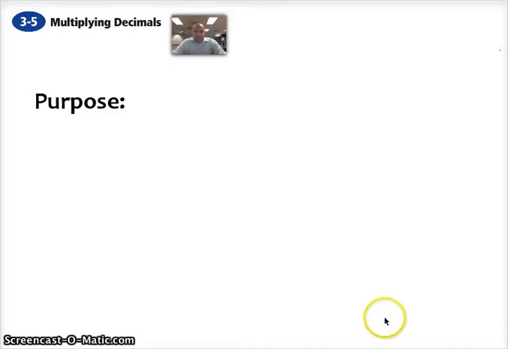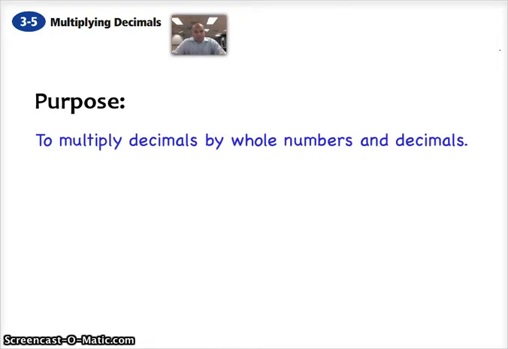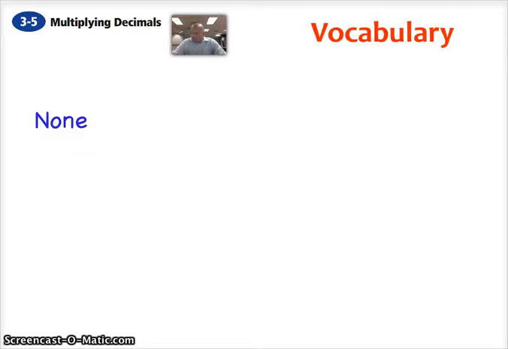Hi class. Today's lesson is lesson 3-5. It's on multiplying decimals. Let's go ahead and take a look at the purpose. Our purpose for this specific lesson is to multiply decimals by whole numbers and other decimals. There is no vocabulary for today.